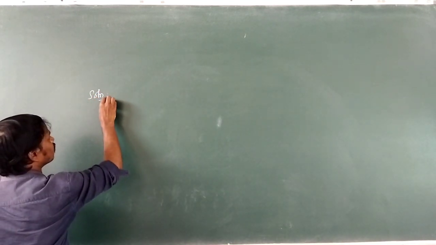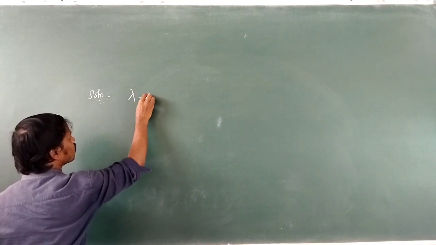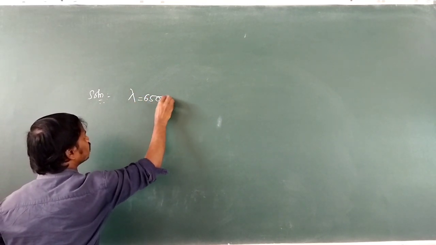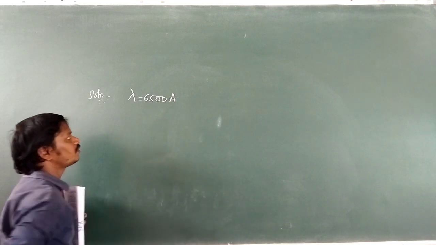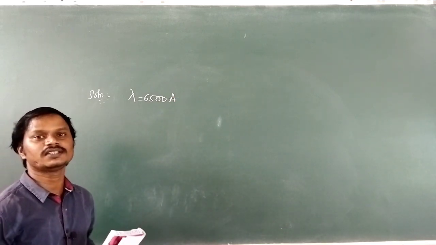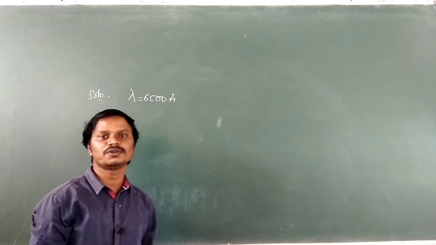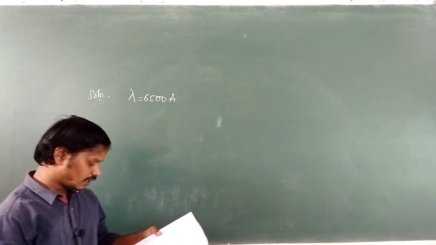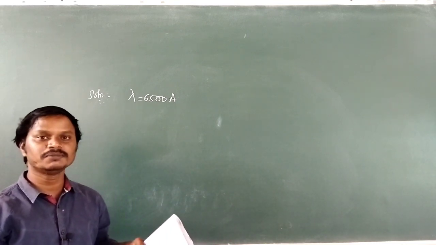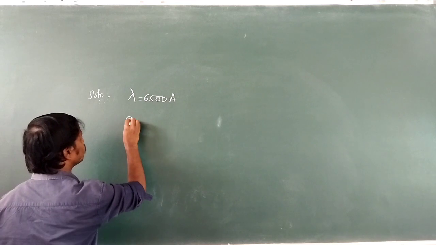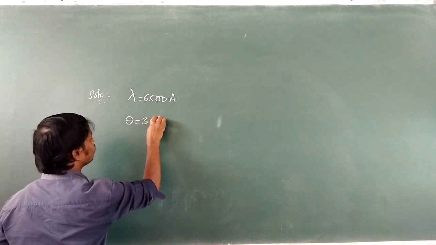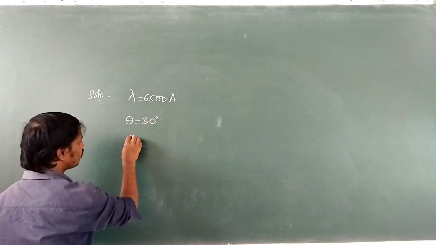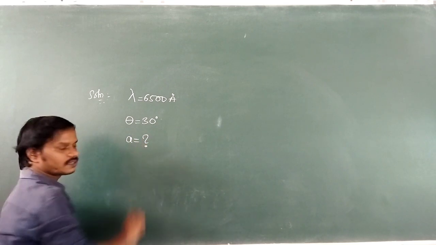First write the given wavelength of the red light, that is 6500 angstrom. In terms of meter, it is 6500 into 10 to the power of minus 10 meter. And the angular position of the first minimum is given, that is 30 degree. Then what is our aim? Our aim is to find the slit width.